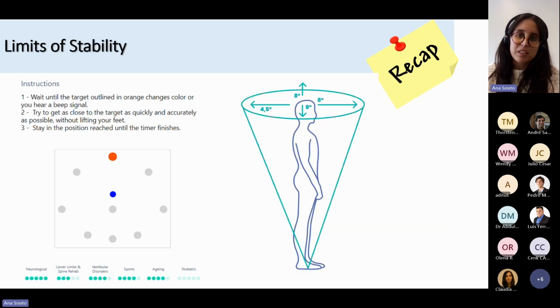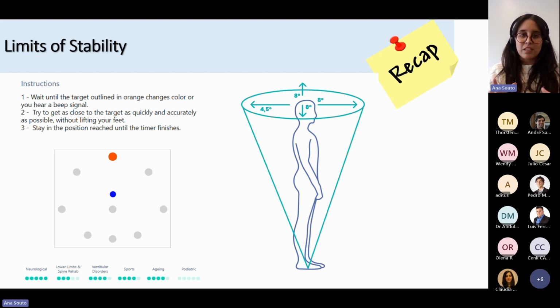So let's start with limits of stability. The limits of stability, just for summarizing, is a concept defined as the point at which the center of gravity approaches the limits of the base of support. In other words, it represents the maximum distance that an individual can displace its center of pressure without losing balance.